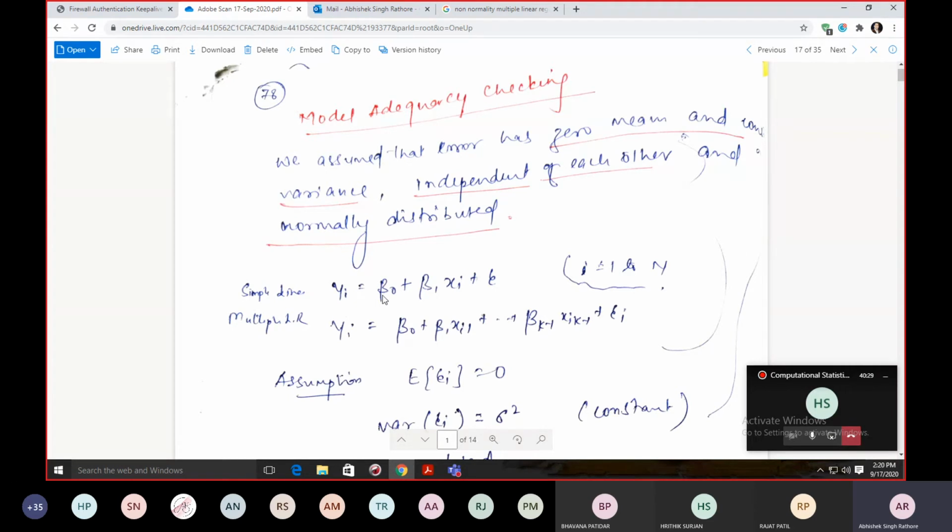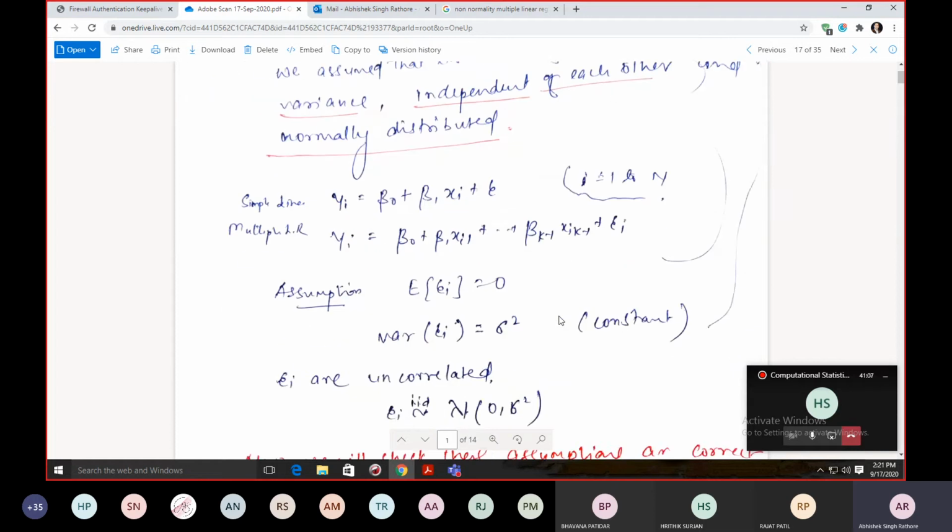Now when we have this simple regression line, y equals beta naught plus beta 1 x1 plus some randomly occurring error that has zero mean and constant variance. Then when we go for multiple linear regression, we have yi equals beta naught plus beta 1 x1 plus up to beta k minus 1 xi k minus 1. This is the difference between the simple regression model and the multiple regression model. In the simple regression model you have a single attribute, and in the multiple regression model you can have additional attributes up to k minus 1. Then we have some errors associated with each observation.